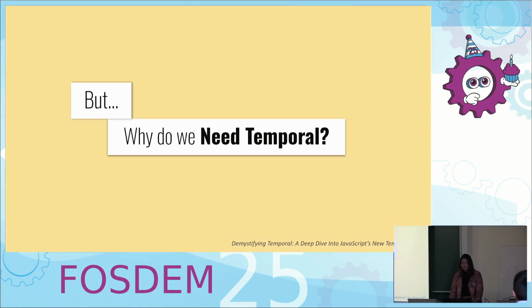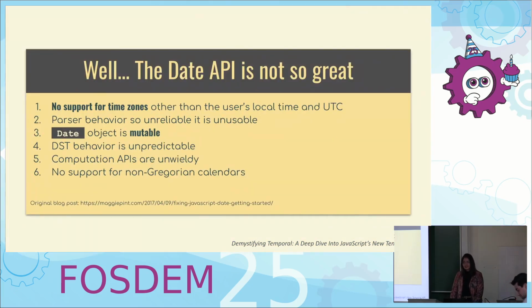Okay, so this is the biggest change in JavaScript in a very long time. So we obviously need to think about why we need it. Well, the Date API is terrible. These are the problems that were identified very early in the beginning of Temporal. They are taken from Maggie's blog, who is one of the original architects of Temporal and also one of the developers on Moment.js. She has listed them in order of relative disgust. So let's just skim through these.